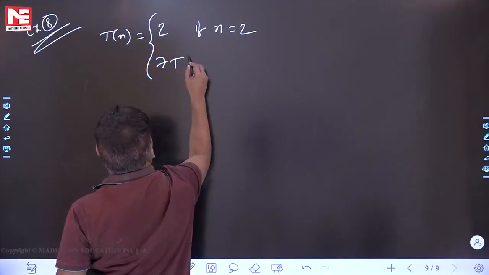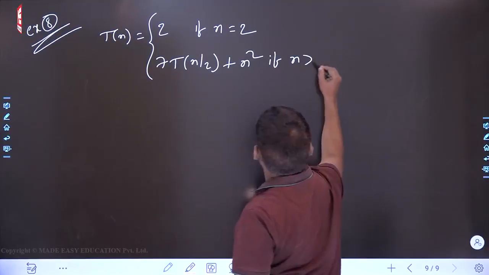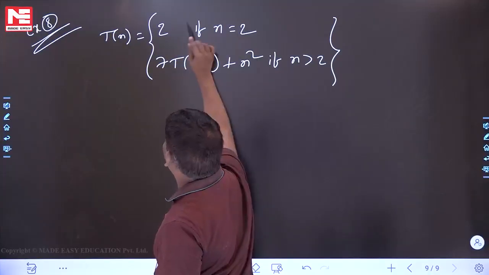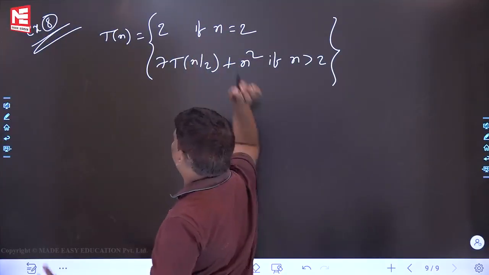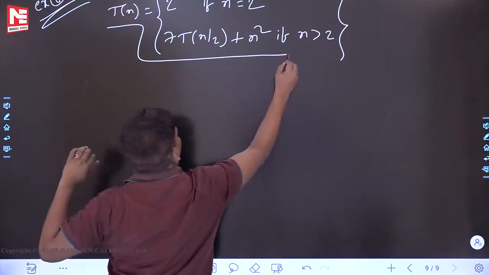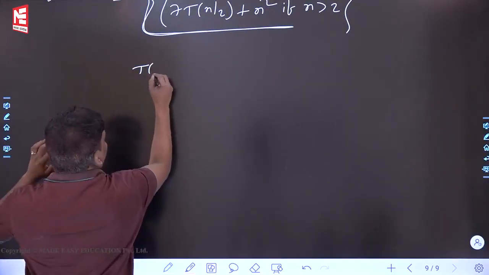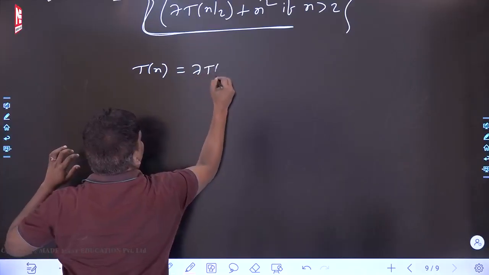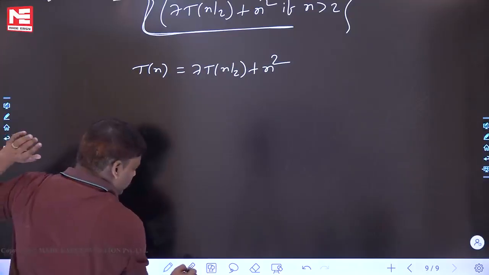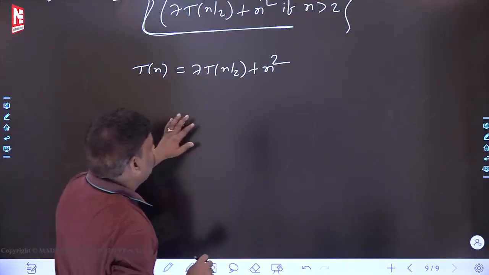Otherwise, 7T(n/2) plus n square, if n is greater than 2. Some termination; if they don't keep it also, take some constant here, some constant element. Fine. So the major thing is Tn is equal to 7T(n/2) plus n square. Let me write: Tn is equal to 7T(n/2) plus n square.